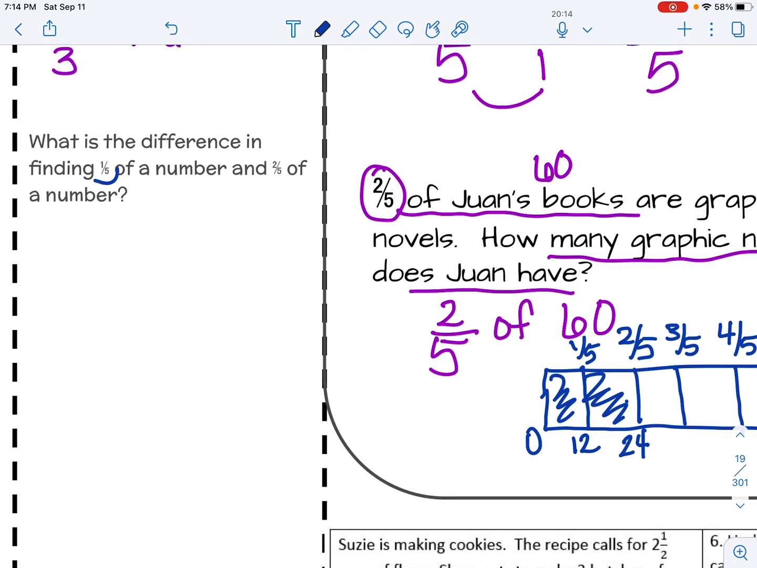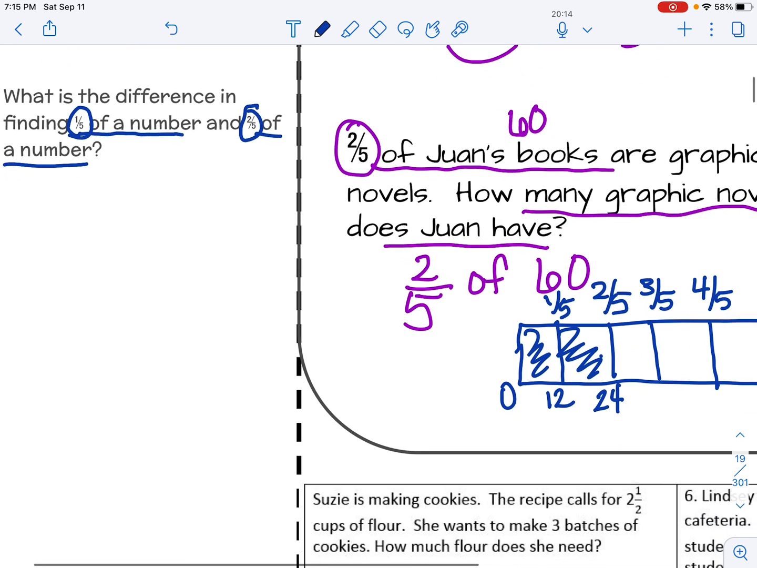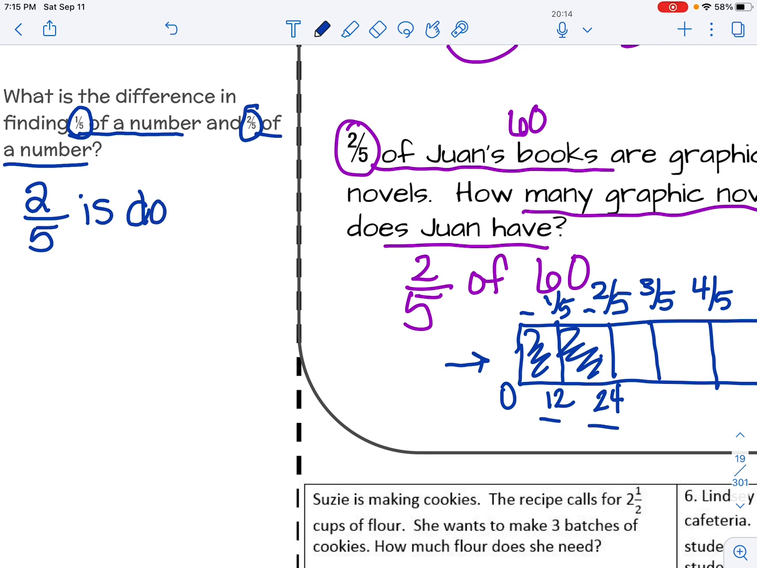All right, what is the difference in finding 1/5 of a number and 2/5 of a number? Okay, so if you're looking at your model right here, when you go from 12 to 24, it goes from 1/5 to 2/5. You can see that 2/5 is double the amount of 1/5.